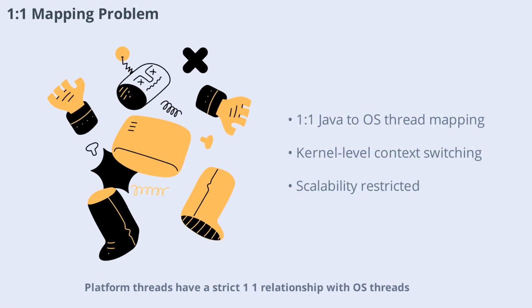Platform threads have a strict one-to-one relationship with OS threads. Each Java thread maps to exactly one OS thread, which is an expensive resource managed by the kernel. Context switching between OS threads involves kernel-level operations and is limited by OS thread limits, usually in the thousands. This mapping restricts scalability and increases resource consumption, especially in high concurrency scenarios.